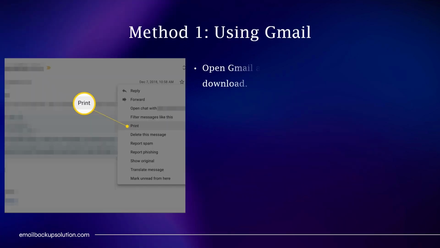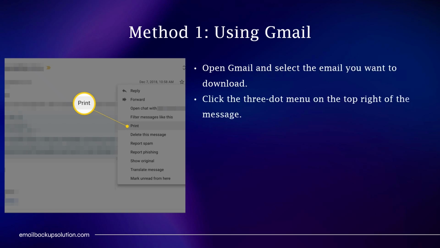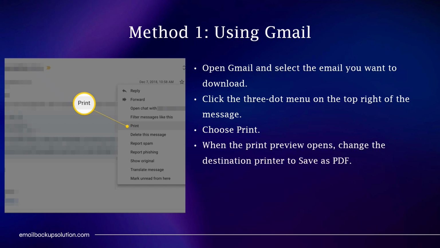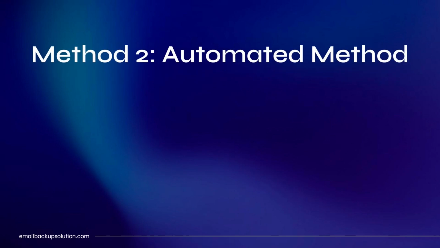Open Gmail and select the email you want to download. Click the three-dot menu on the top right of the message. Choose Print. When the print preview opens, change the destination printer to save as PDF. Click Save and browse the location to store the PDF file. This method is perfect for single or a few emails, but it's not ideal if you have many messages because you have to repeat the process for each one.